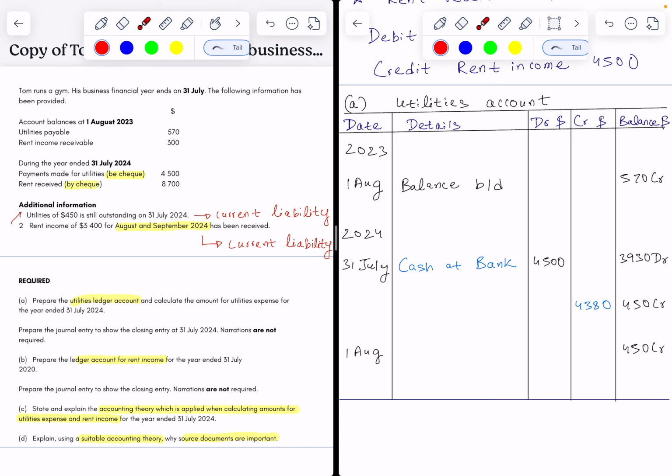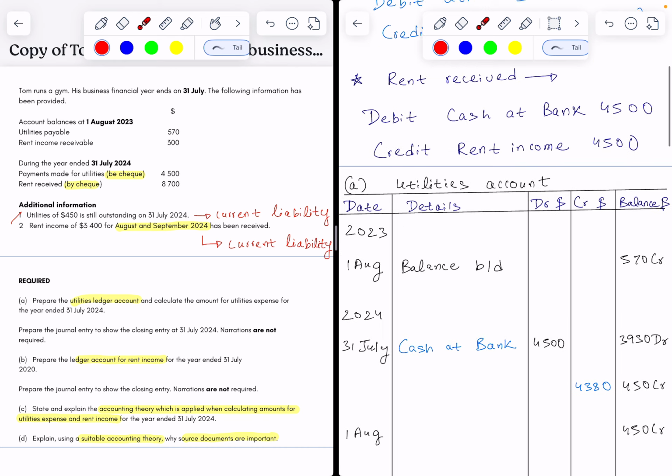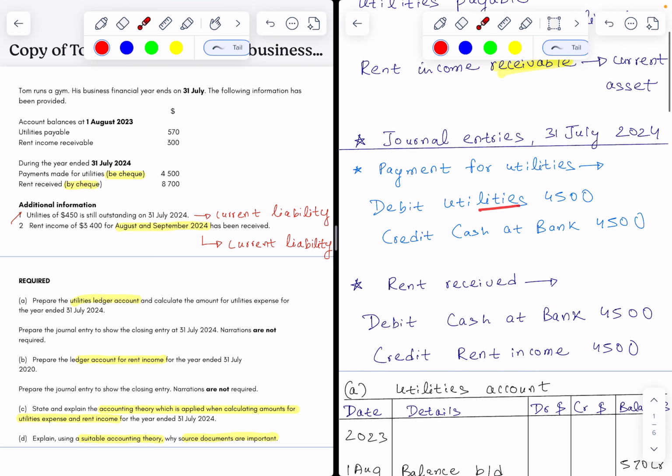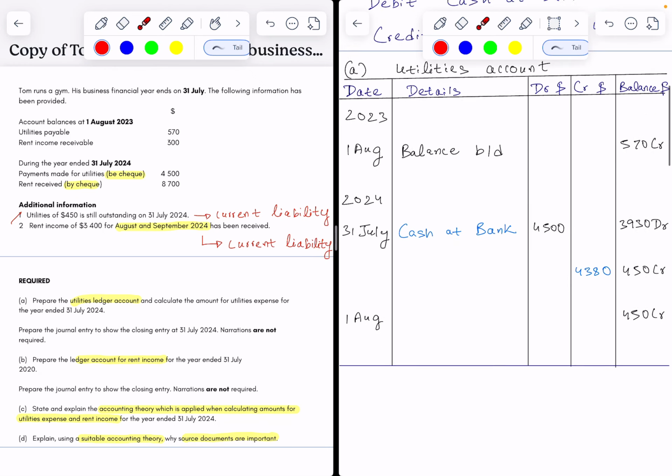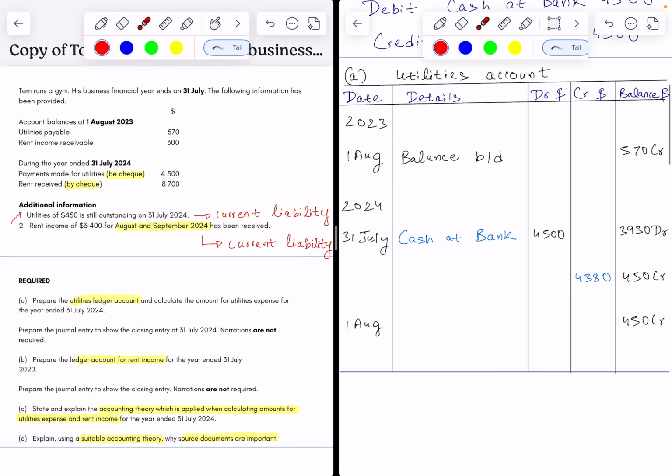Okay. Now, note that we are debiting the utilities account by $4,500. This means that in the ledger account for utilities, the amount of $4,500 must be recorded on the debit side based on the journal entry which we have done, with the relevant cross-reference or the narration being the cash at bank account in the details column at 31 July 2024.